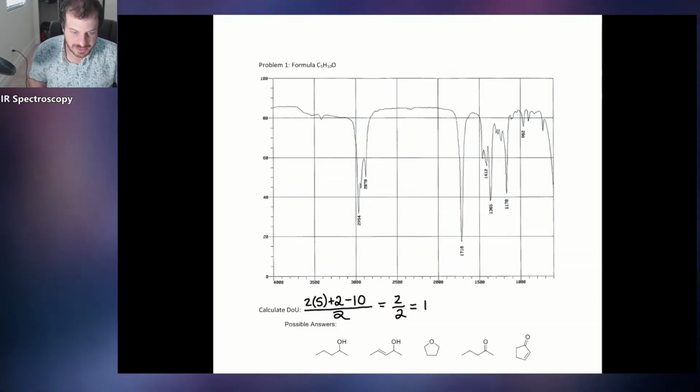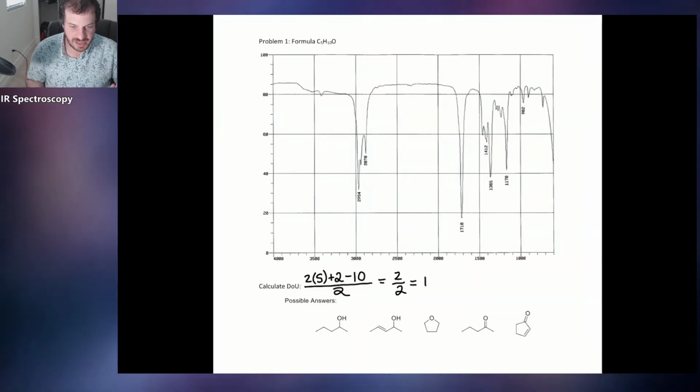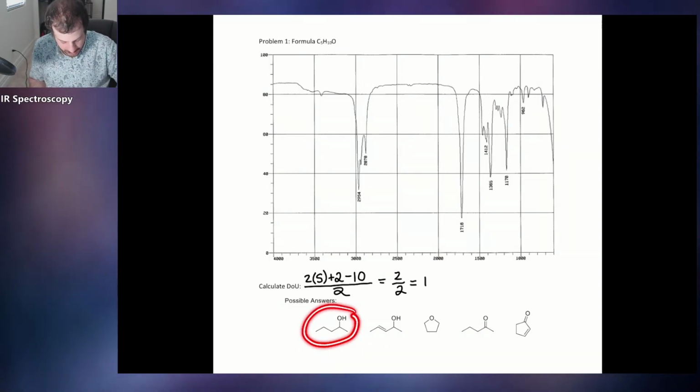Now let's look at our possibilities here and eliminate any of these options that does not have a degree of unsaturation equal to 1. Because if the degree of unsaturation is not 1, then it can't possibly be our answer because it doesn't match the formula. So looking at the first compound here, how many pi bonds does this compound have? 0. How many rings does it have? 0. So the degrees of unsaturation for that compound is 0. So it can't be this. So I'll put an X through that.